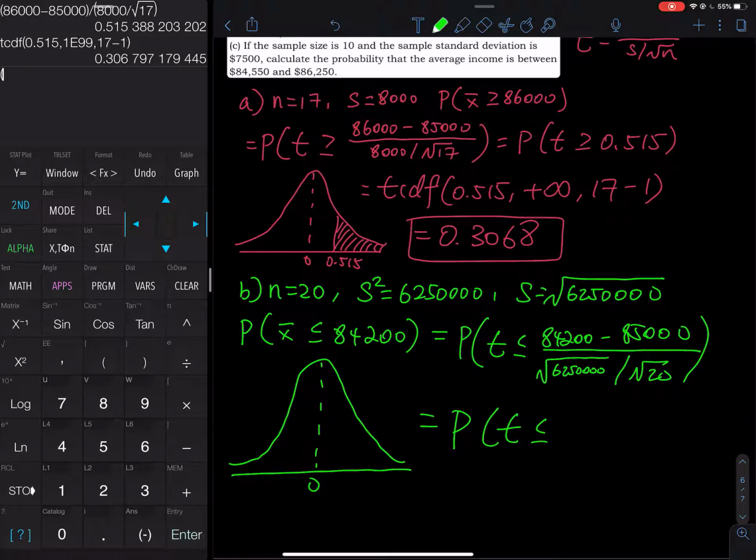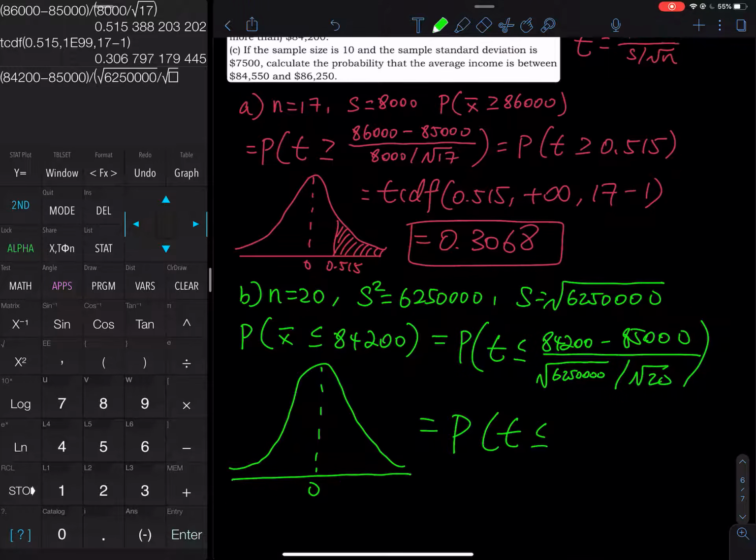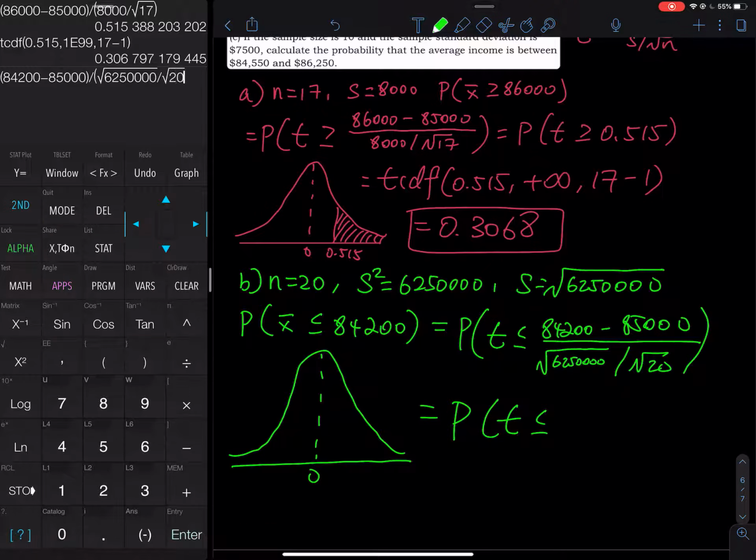Okay, parenthesis 84,200 minus 85,000, close parenthesis, divided by, I have 2nd x squared of 6250 and then 30, and then divided by, make sure the division is outside of the radical, and then 2nd x squared, that gives me another square root of sample size, which is 20, and then you close the entire parenthesis, so that is negative 1.431.